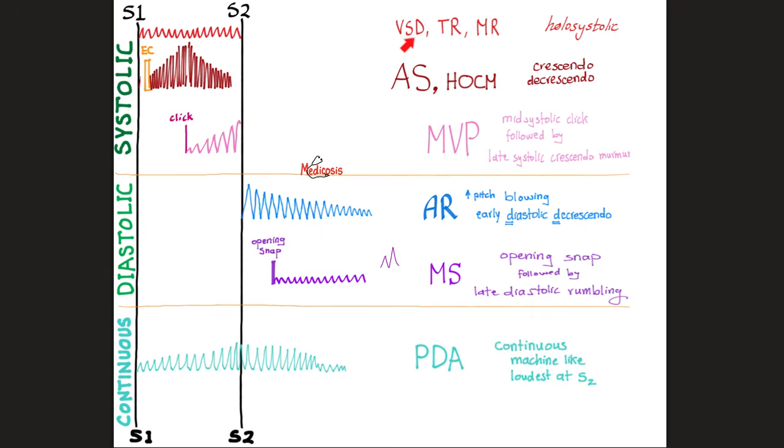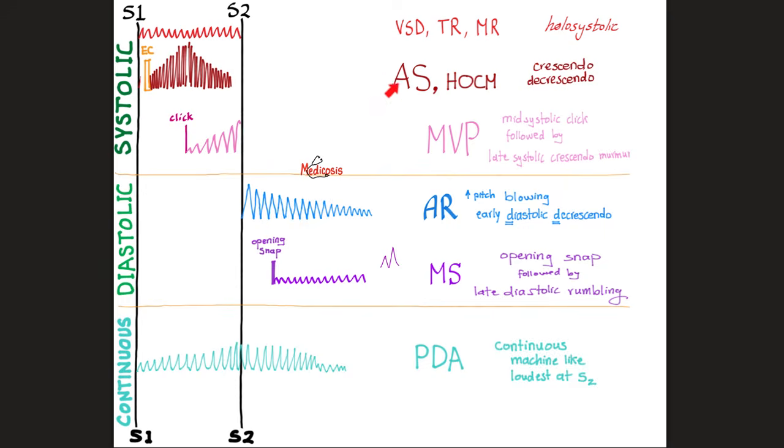The first two are heard over the tricuspid area or the left lower sternal border, whereas the mitral regurge is heard over the apex of the heart. Next, the crescendo-decrescendo murmurs include aortic stenosis and hypertrophic obstructive cardiomyopathy. Crescendo means going up, decrescendo going down in intensity.